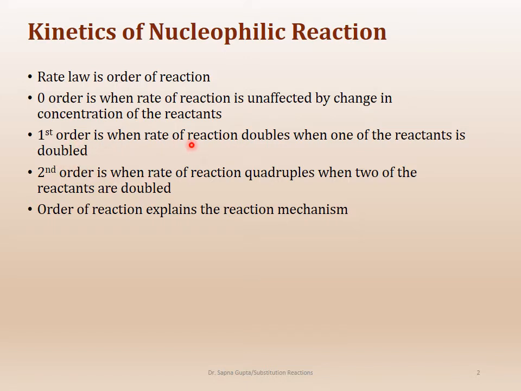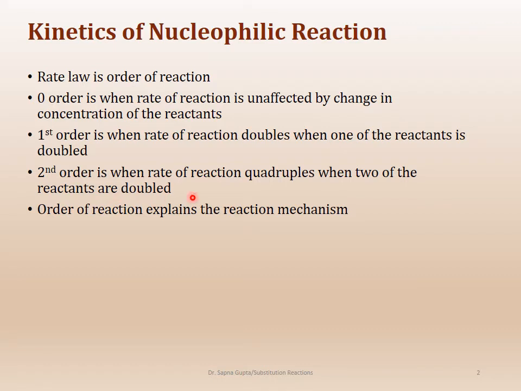A first order reaction is when the rate of reaction doubles when one of the reactants is doubled. If you have three starting materials and one of them is doubled, the rate of reaction is doubled. If you have only one starting material and it is doubled and the rate changes, that is also first order. Second order is when the reaction rate quadruples when two of the reactants are doubled. The two reactants may be the same reactant or two different ones, so it depends which one we are talking about.